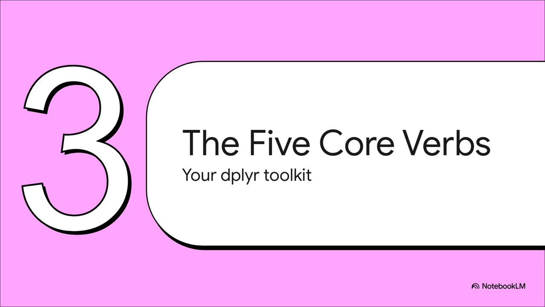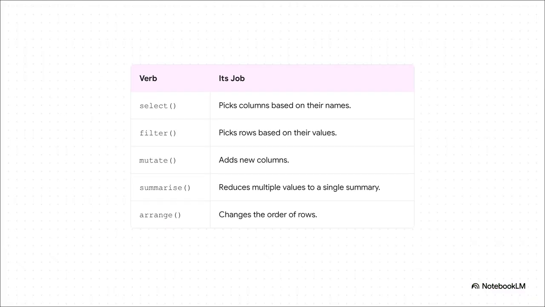So, what are these powerful tools? Well, the heart and soul of dplyr really comes down to 5 core verbs. And trust me, these 5 verbs will handle the vast majority of what you need to do every single day. Here they are. You've got select, which lets you pick the columns you want. Filter lets you pick rows based on some condition. Mutate is for creating new columns from the ones you already have. Summarize is amazing. It boils down a whole bunch of values into one single summary, like an average or a count. And arrange, well, it just reorders your rows. That's it. With just these 5, you can do so much.